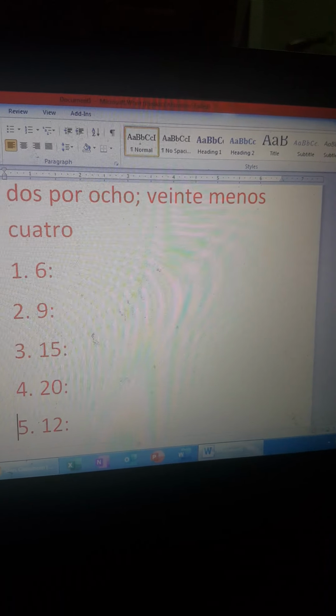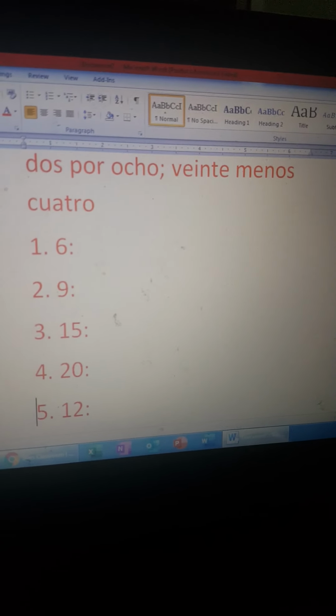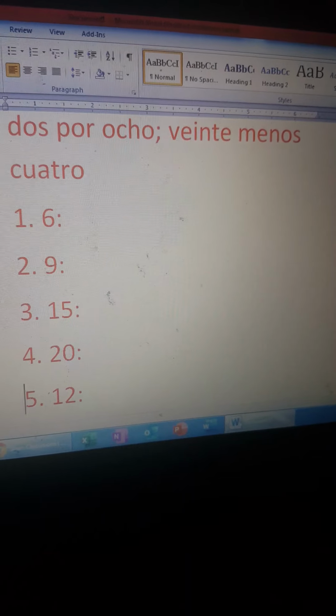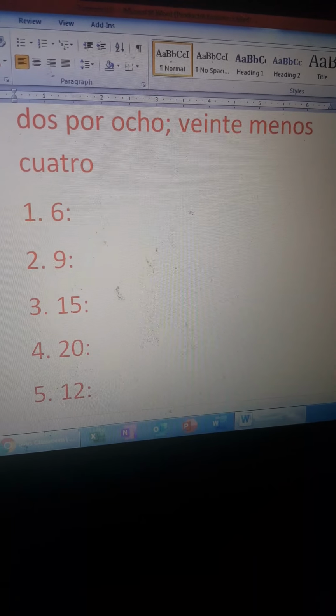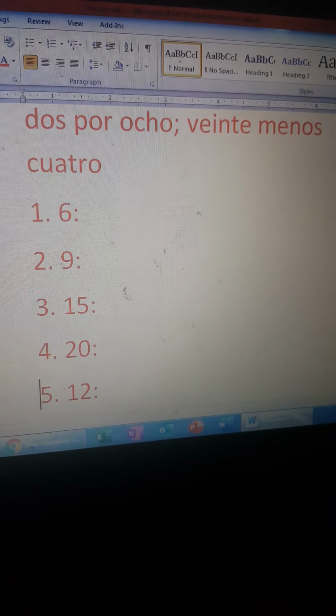Let's look at another number, 15, for example. How will you get to the number 15? If you want to divide, you could divide 45 by 3. Okay, 45 dividido por 3.